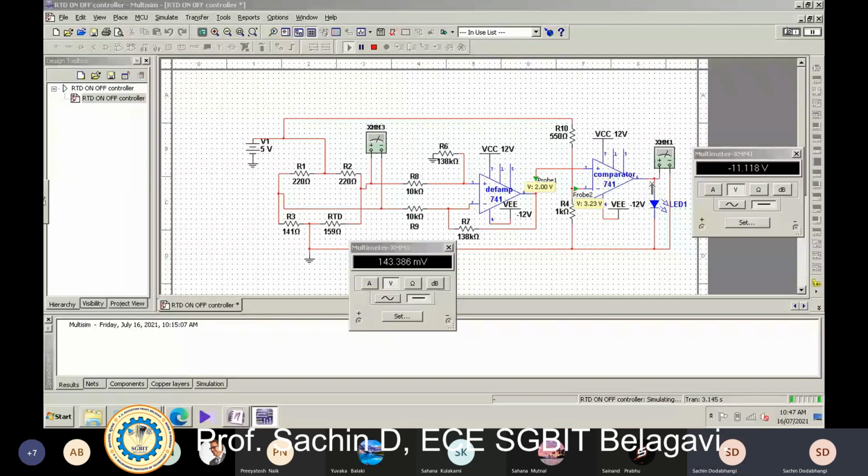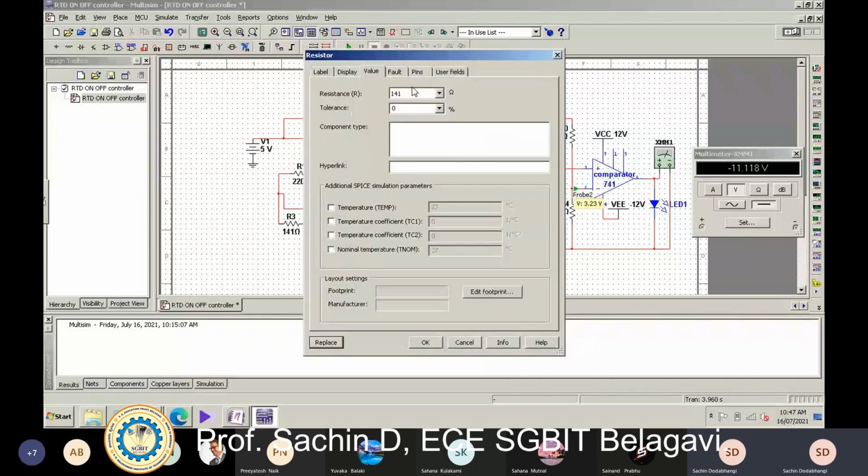So it is negative value. So LED is off here. You can see LED is off. You can't see the indication of LED here. If LED is on, this arrow mark would have been red color. Similarly, if I take it for 50 degree centigrade, when RTD is at 50 degree centigrade, the resistance is 141 ohm. So if I replace this resistance by 141 ohm here, you can see RTD resistance is 141 ohm now.